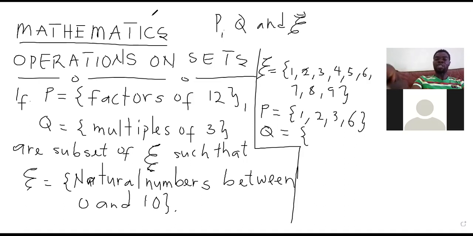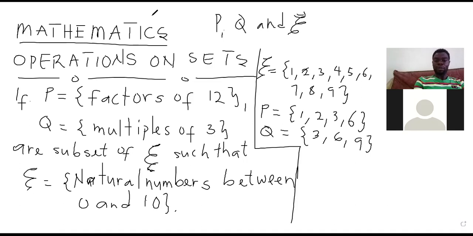Then Q is the multiples of 3, meaning multiples of 3 in the universal set. So we have 3, 6, and then 9. Good.